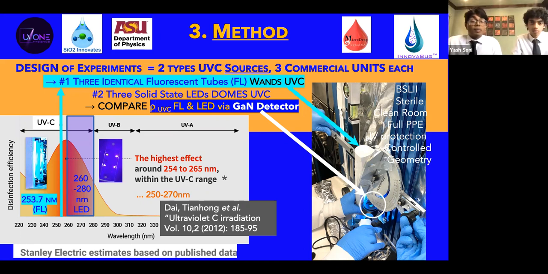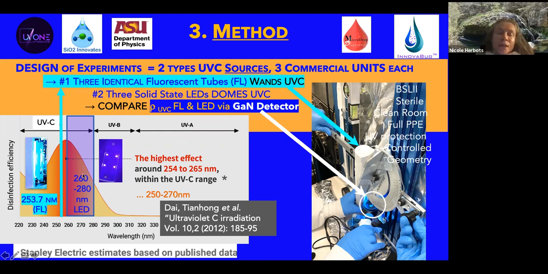And we want to compare the power density between the fluorescent tube and the LEDs using a gallium nitride detector. As you can see here, we use a control geometry, and we also found that the UVA and UVB are drastically different in sterilizing surfaces, as the UVB and UVA are basically non-usable.